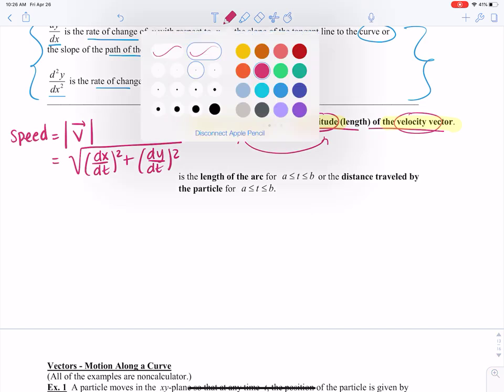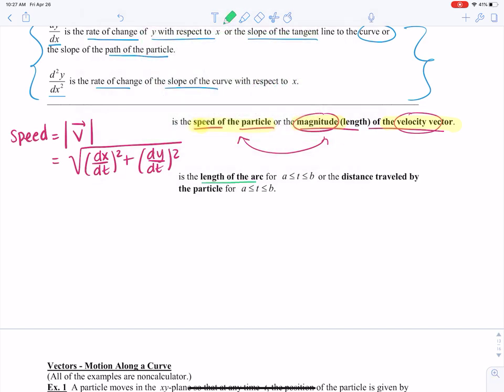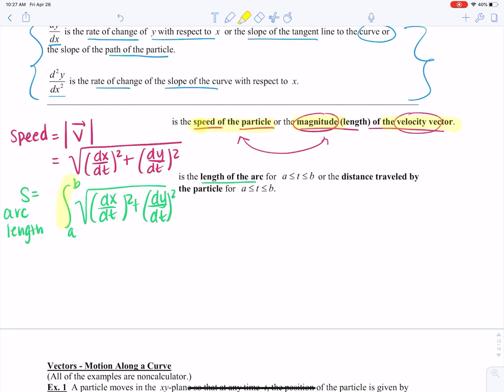And guys, this sure looks really similar to the arc length equation. The only difference is that arc length has dx/dt squared plus dy/dt squared under a square root, and it has an integral. So you need to make sure you know these two formulas are completely different, speed and arc length. You're going to be asked about arc length, or distance traveled of the particle. You might be asked for the speed of the particle, and those are two different equations. So let's go through a couple of examples.